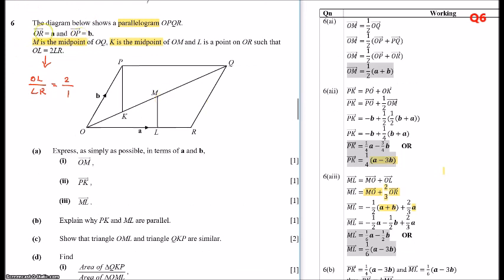Okay, so the next question will be question 6. I know this is vectors, and we all hope that with the school closure, this topic is not going to be included in the exams or whatever. We still got to go through, right?